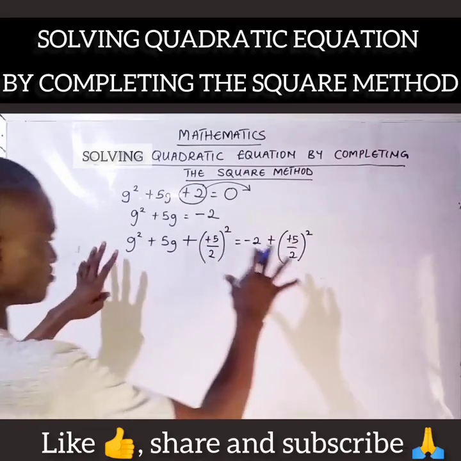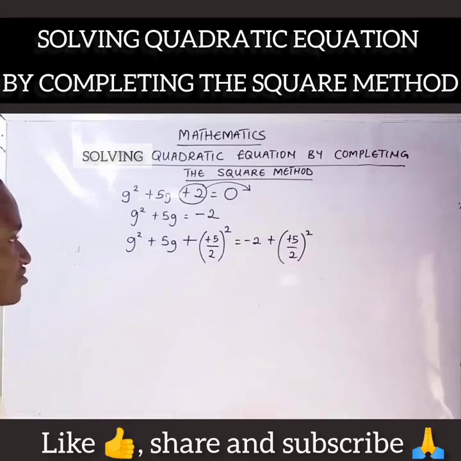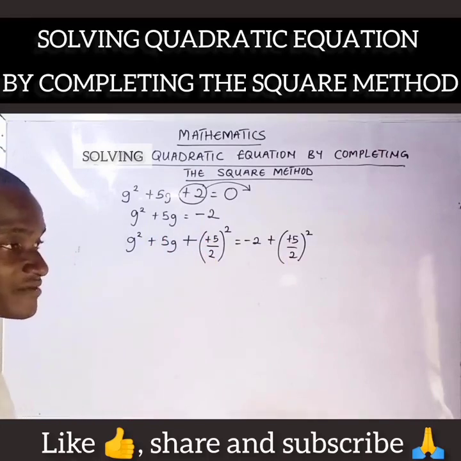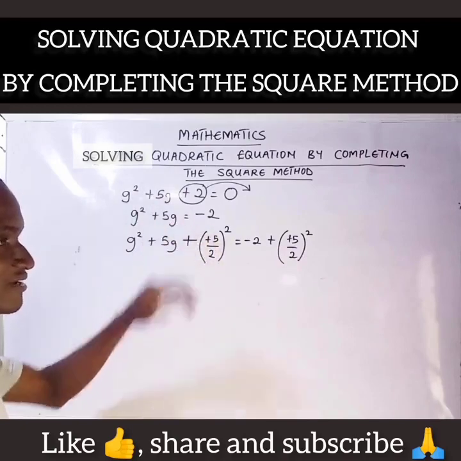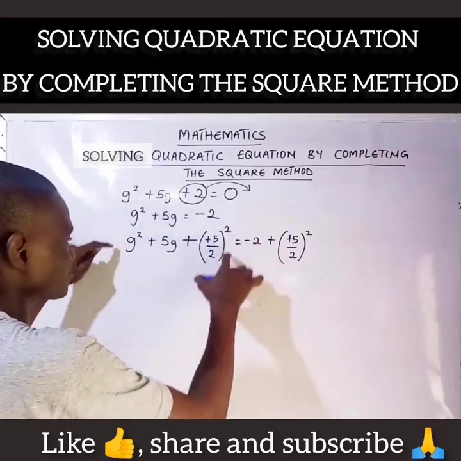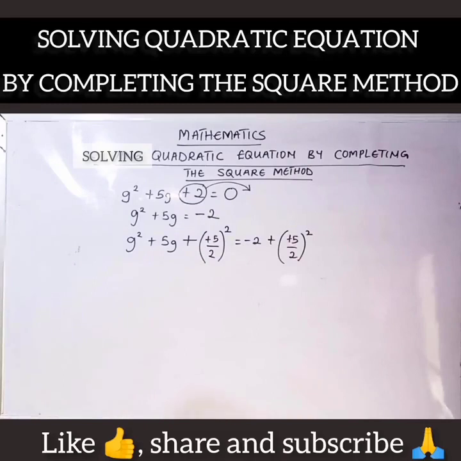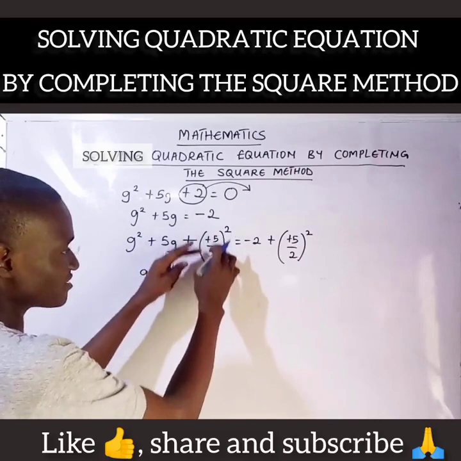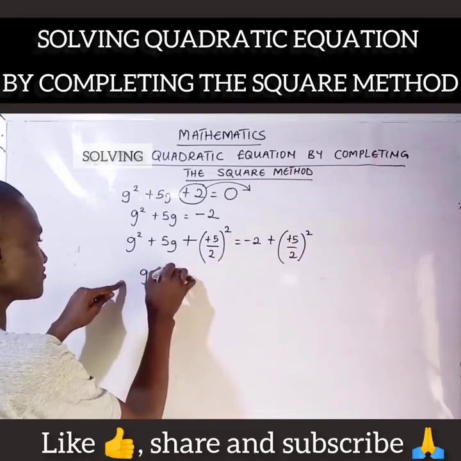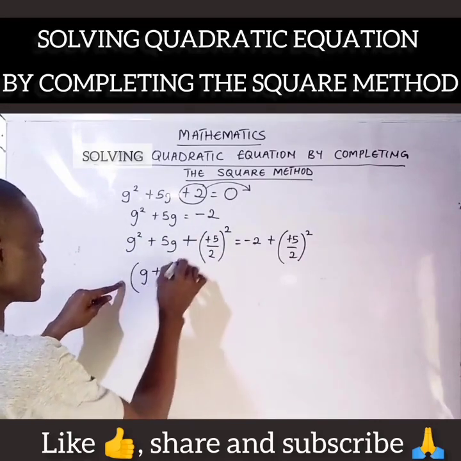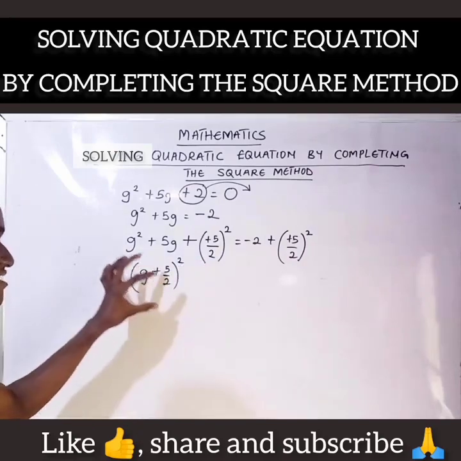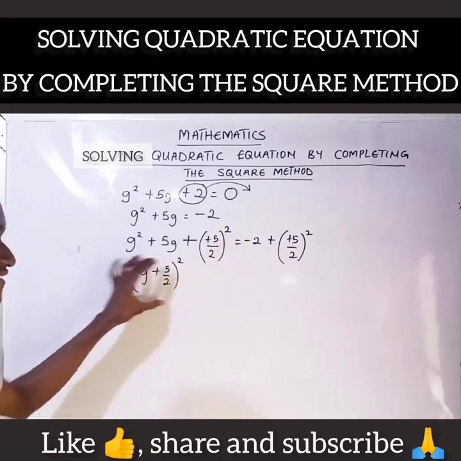Now, once I have been able to do this, the next thing I'm going to think of is, when I divide 5 by 2, will I get a whole number? If my answer is not going to be a whole number, I won't stress myself on this. What I'm just simply going to do is, I'm going to factorize this immediately. And how do I factorize it? I will write g. And whatever I have in this parenthesis, I'm going to write it out. Plus 5 over 2. I'll close the bracket and raise it to the power of 2. What I have simply done is that I have completed this square and I have factorized it.